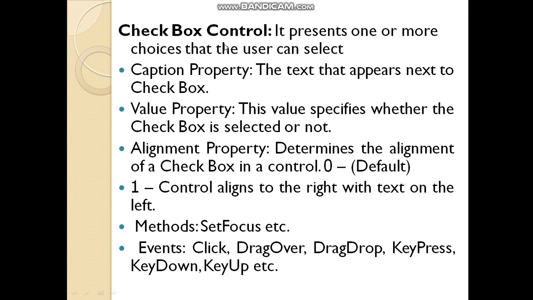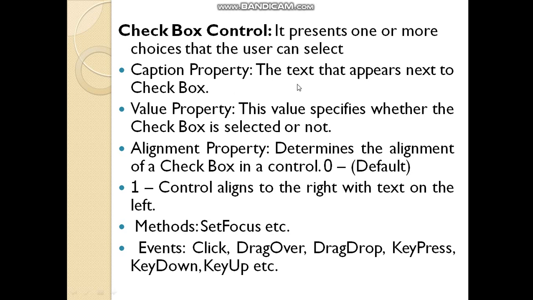The next one is checkbox control. The checkbox control presents one or more choices that the user can select. If you want to develop an application like hobbies, generally a person has more than one hobby. In that situation we use this checkbox control. Simply select and deselect.